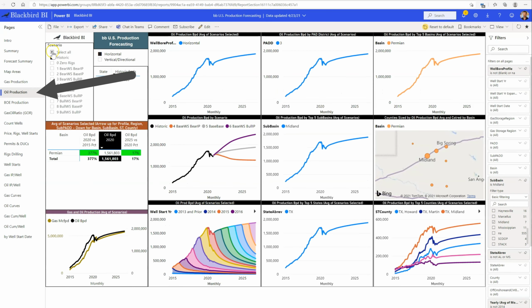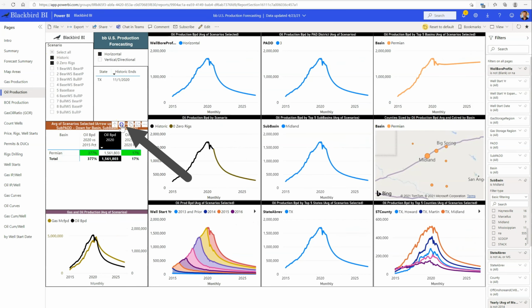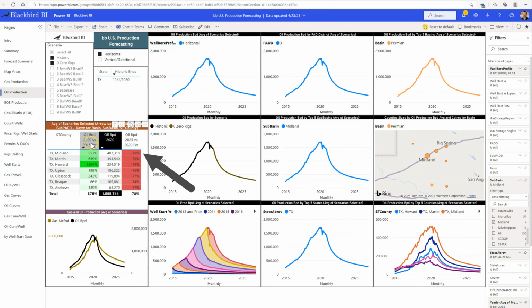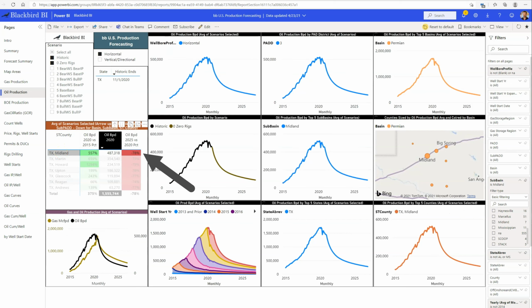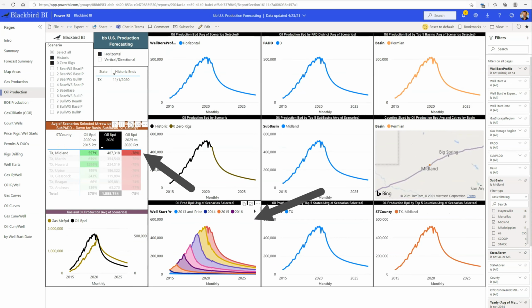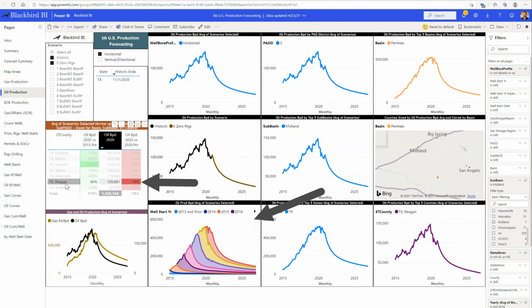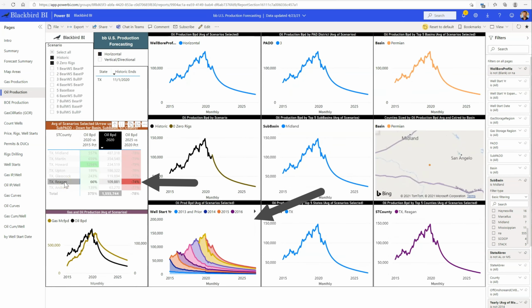Production Forecasting. We're on the oil production page, and let's look at base decline rates by selecting historic and zero rigs. Let's arrow down to county on our table, and we can see Midland County production decreasing 78%. Those are steep declines. If we click on Midland County, we can see a large portion of the 2020 production is from young wells. Reagan County's base decline rate is less at 74% since it has less young production.